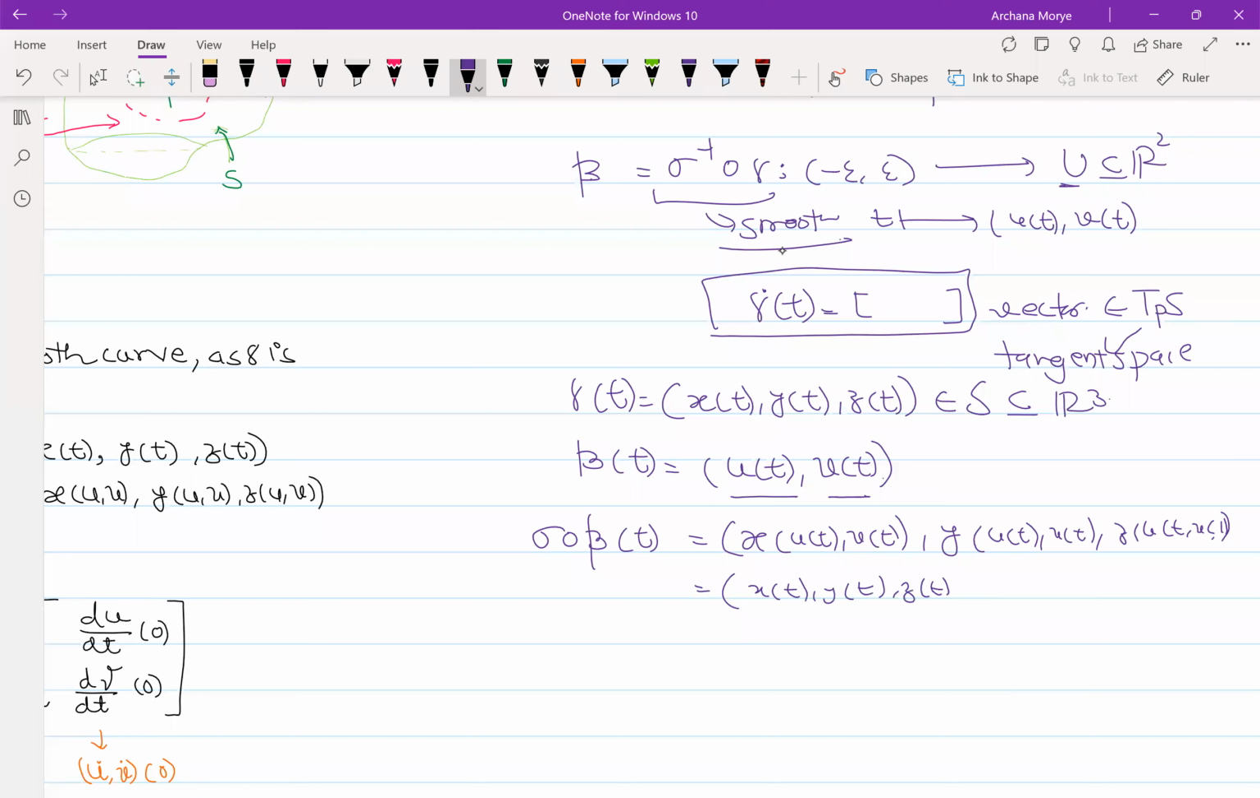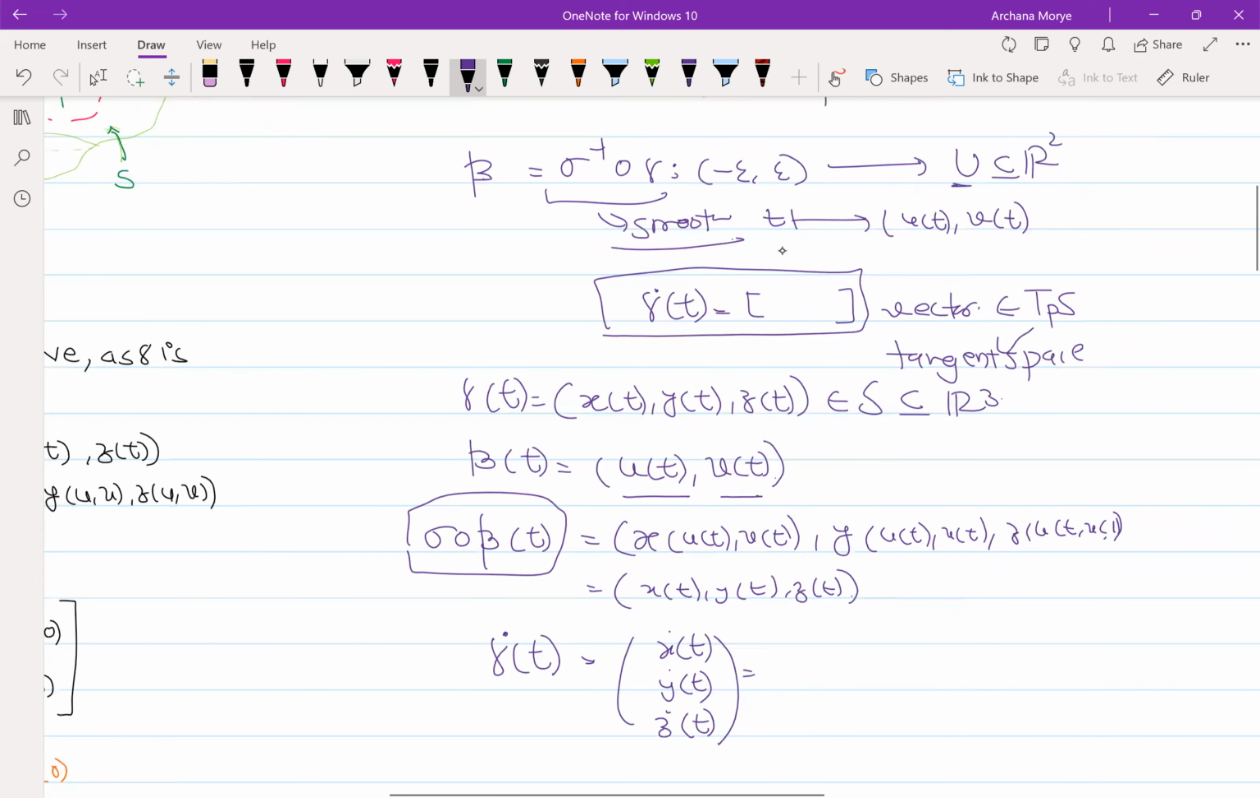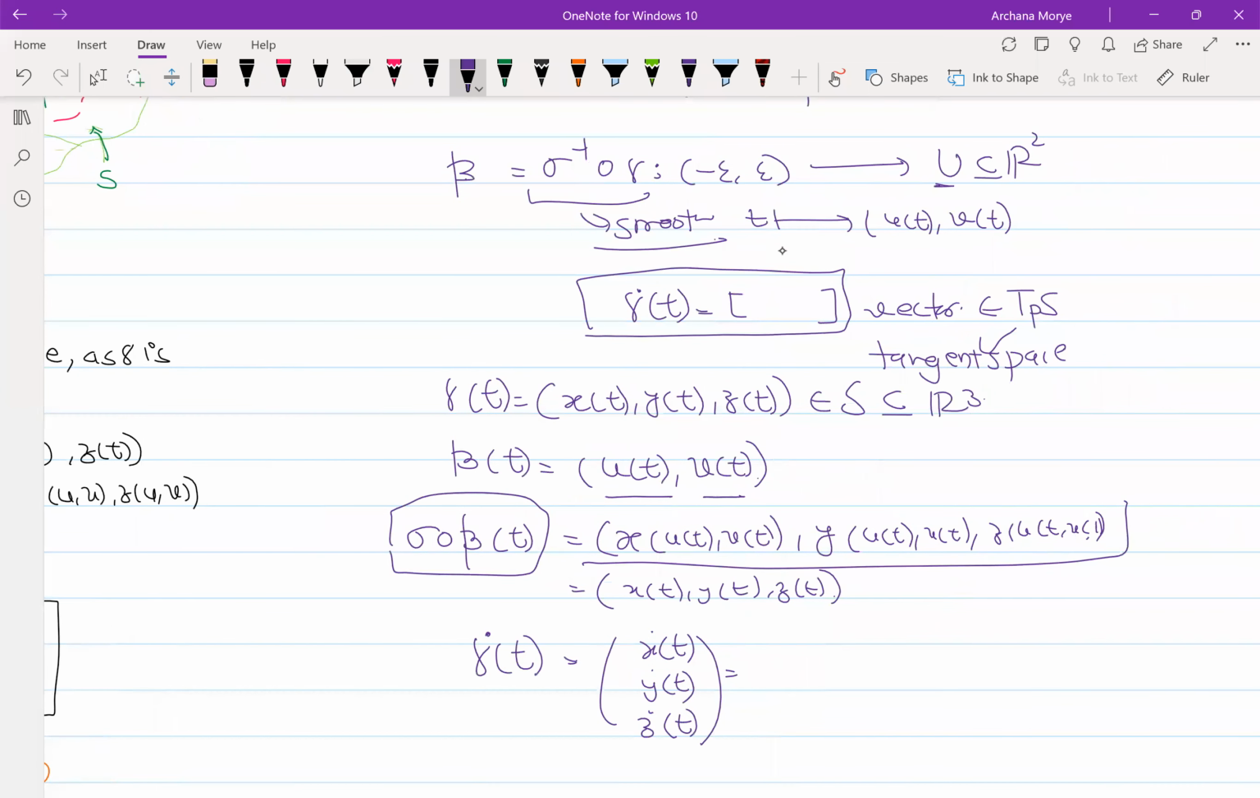Now if I want to find gamma dot of t, what will gamma dot of t be in terms of this? This is just x dot of t, y dot of t, and z dot of t. But if I use the chain rule, what will this be? This is our LHS. Can you tell me what the RHS differentiation is?